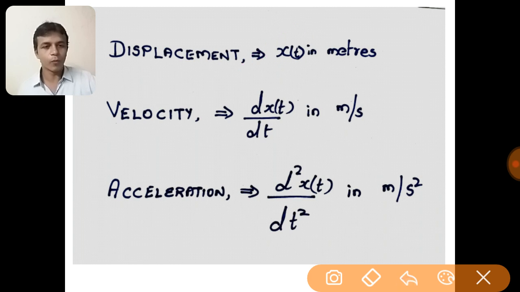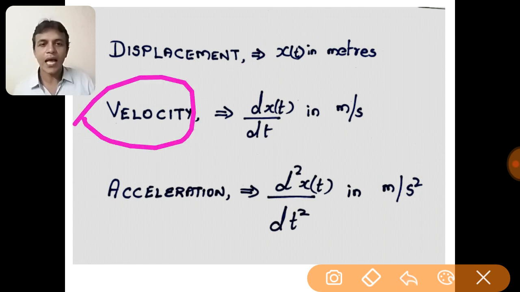The next parameter is velocity. Velocity is the rate of change of displacement. Whenever we talk about the term rate of change of any parameter, in mathematical expression it is expressed as that parameter divided by time. Similarly here, the definition of velocity is the rate of change of displacement, so mathematically it should be written as displacement divided by time.